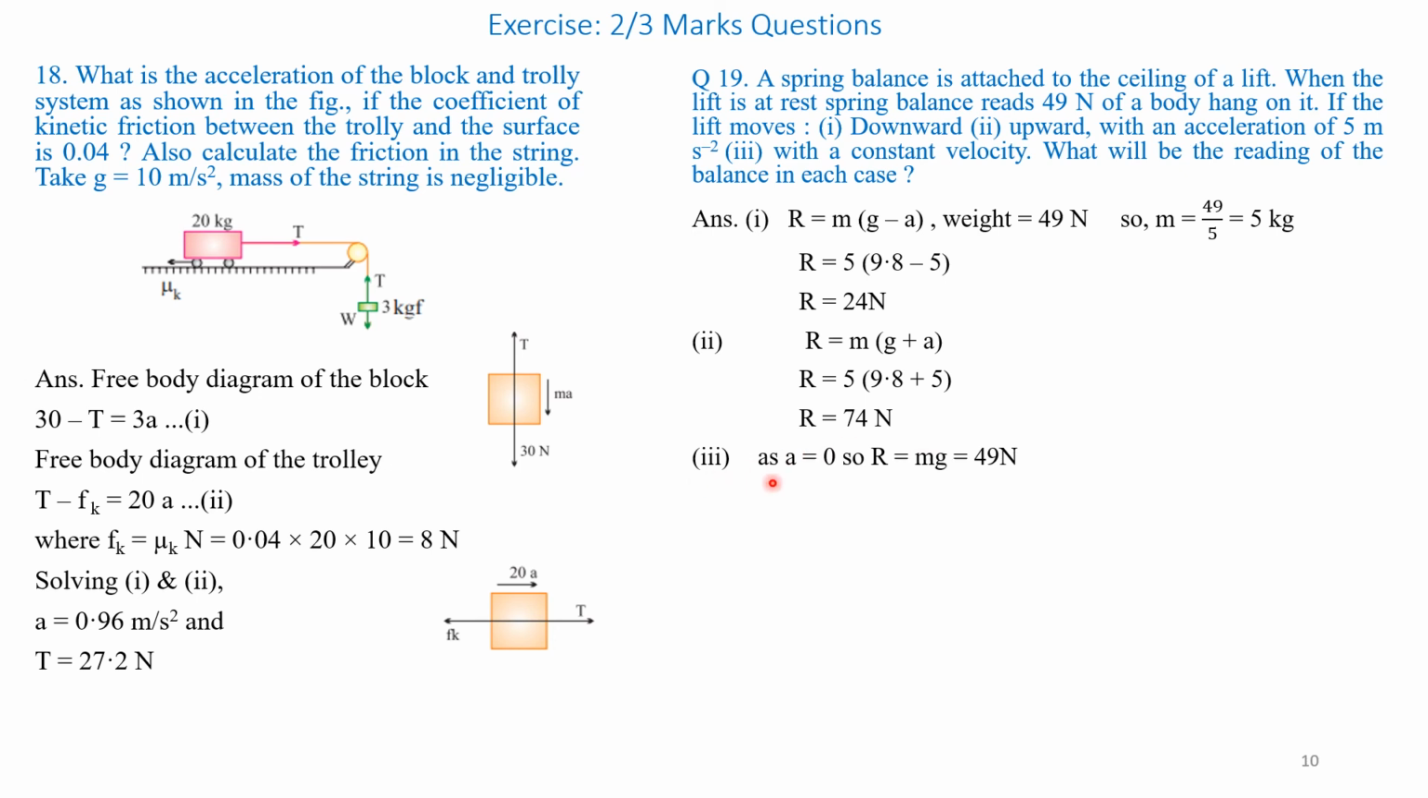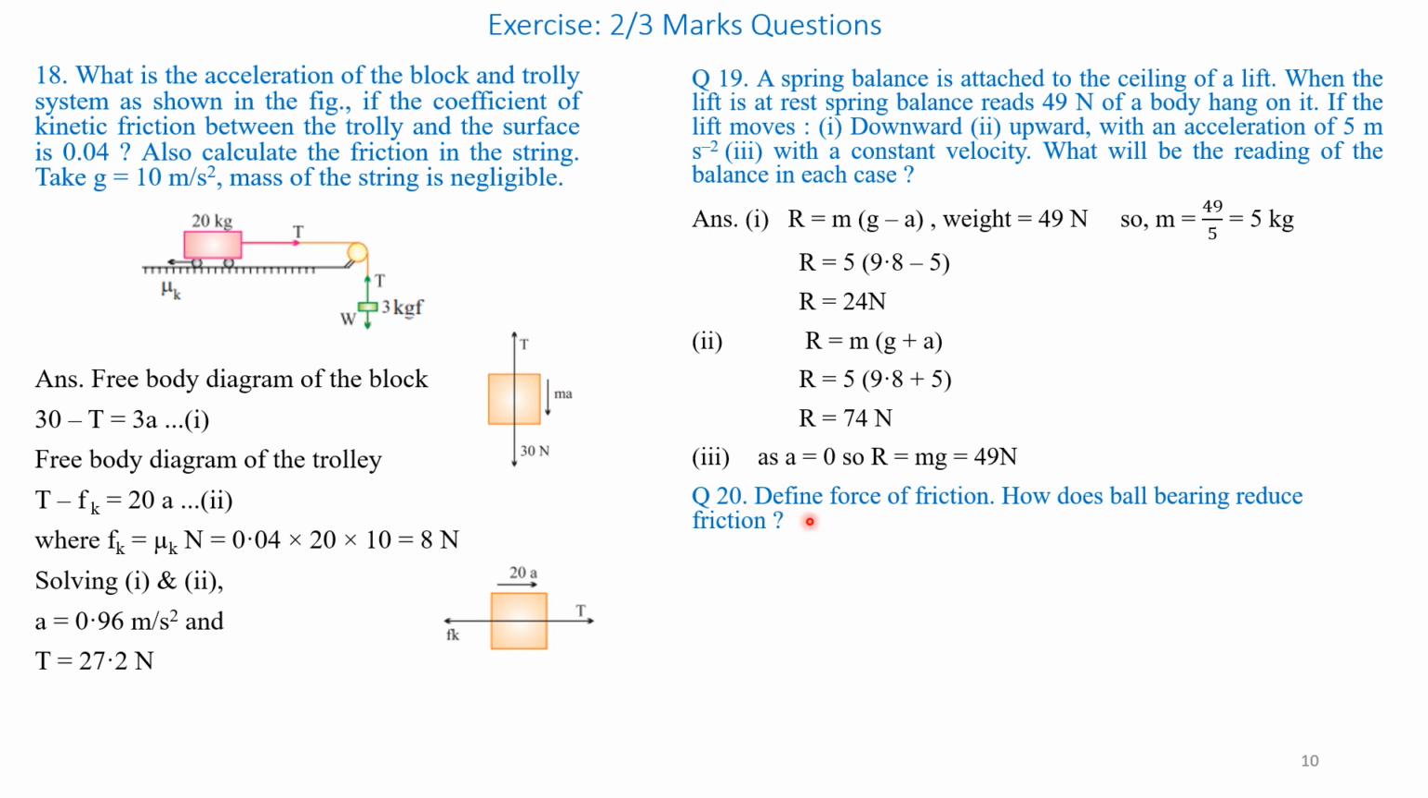Case number 3. a is equal to 0, that is when the lift is moving with a constant velocity, acceleration is 0. So R is equal to m into g, that is equal to 49 newtons. That is the answer. So next question.